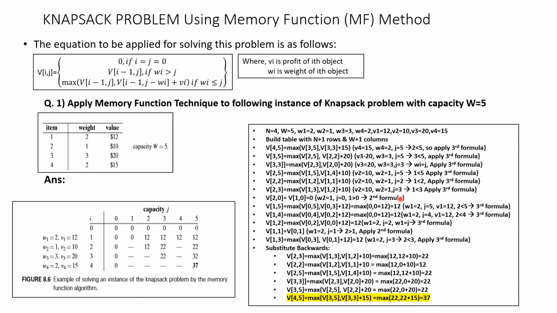So this is the basic answer. The only thing you have to remember is the other problems that I have done for the bottom-up dynamic programming method. Please apply this memory function method, because the answers you already know. For those two problems, the answers you already know. We have solved that. Now apply this method and see if you are getting the same answer.